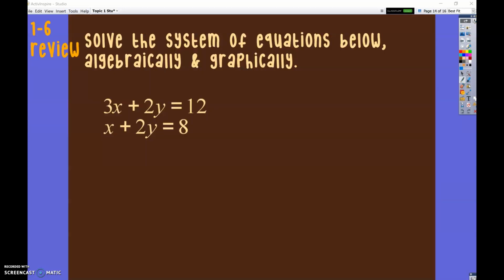In 1.6, we built upon solving equations, but now we had double variables. That means we had x's and y's. Now we also had a system of equations. A system means more than one. So when we were asked to graph these, we would graph them and find where they would equal each other or intersect.